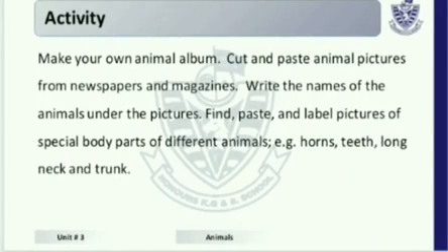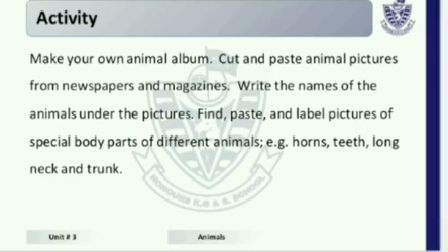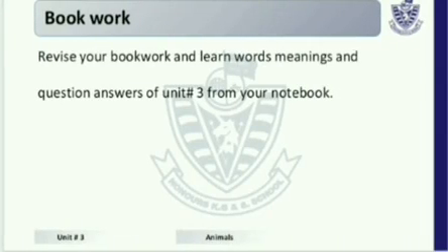Students, let's do an interesting activity. Make your own animal album. Cut and paste animal pictures from newspaper and magazine. Write the name of the animals under the pictures. Find, paste and label the pictures of special body parts of different animals like horns, teeth, long neck and trunk. Revise your bookwork and learn words meaning and question answers of unit number 3 from your notebook.